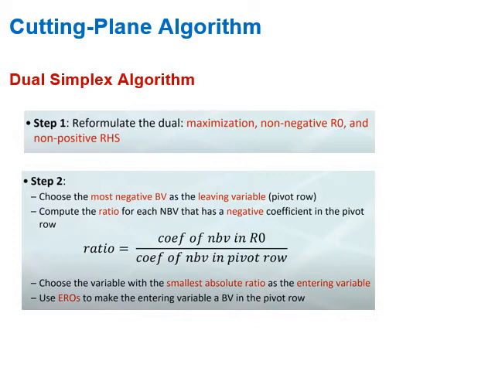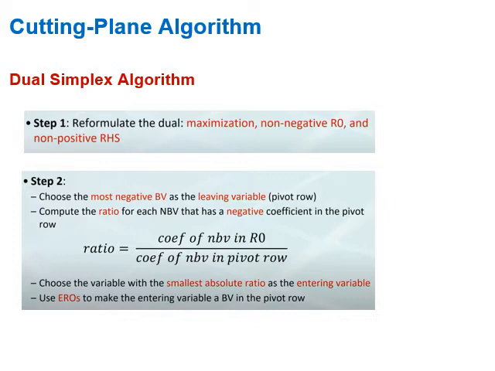If all coefficients in row 0 are non-negative, then you found the optimal solution. Okay, you select the most negative one as the entering variable. Then the second step is to find the leaving variable, and for the leaving or exiting variable, you make the ratio test. The ratio test is basically the right-hand side value divided by the coefficient of the variable in the pivot column.